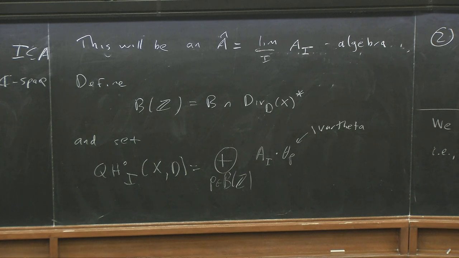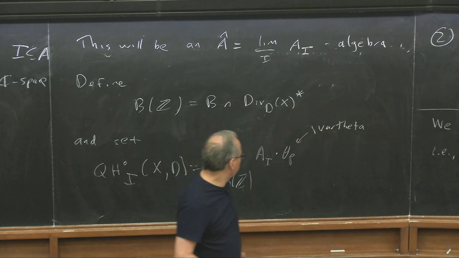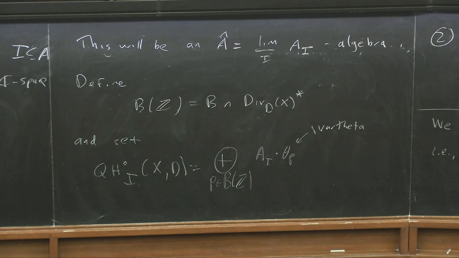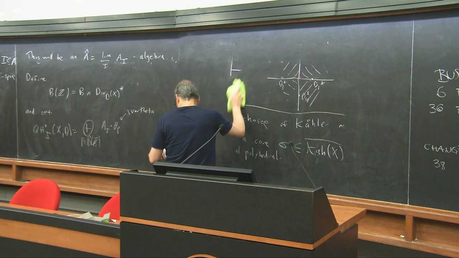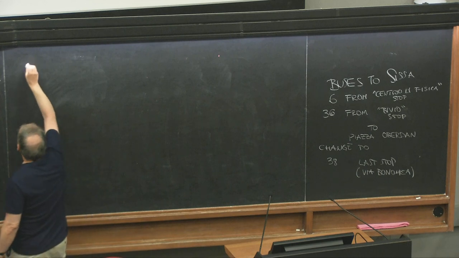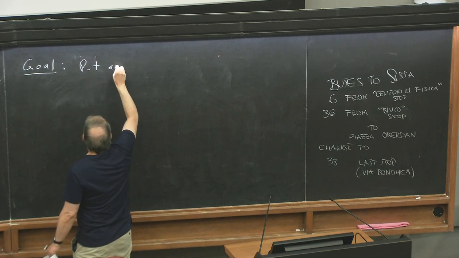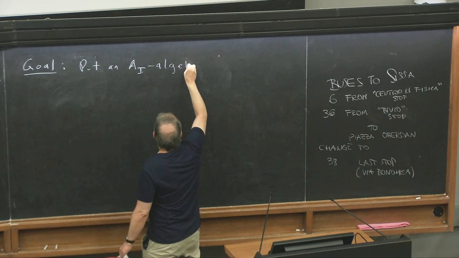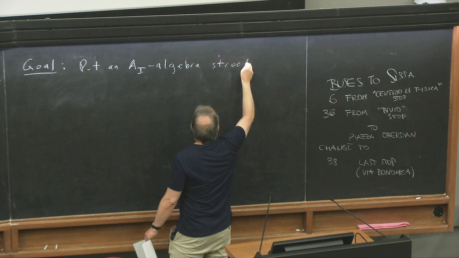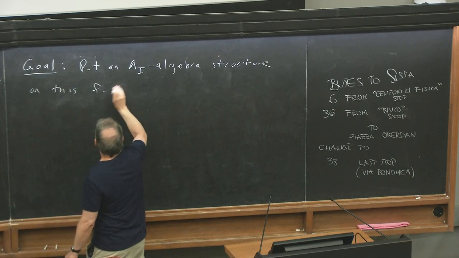Okay, so what is this? There's nothing interesting going on so far. This is just a free A_I module. The only structure of X that has come into this so far is just the combinatorics of how the boundary divisors intersect. Okay, so our goal is to put an A_I algebra structure on this flat, or free, A_I module.